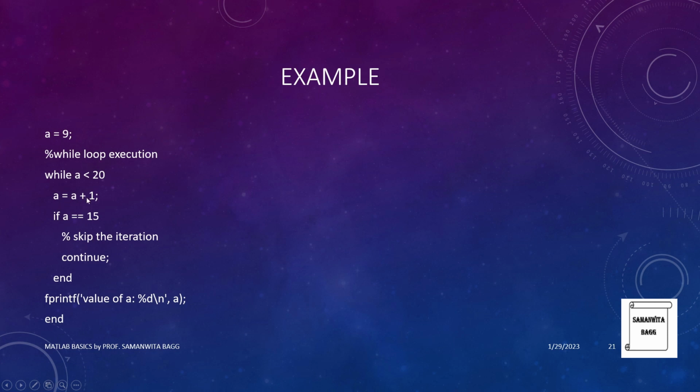Next increment is 15. Here A is equal to 15. Then this continue statement gets activated and the value 15 is not printed. It will go back over here. A is incremented to 16. Now since it is not required to be equal anymore, this loop will continue and it will keep on printing the value as 16, 17, 18, 19, up to A is less than 20.